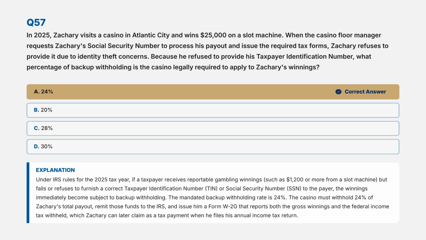The casino must withhold 24% of Zachary's total payout, remit those funds to the IRS, and issue him a Form W-2G that reports both the gross winnings and the federal income tax withheld, which Zachary can later claim as a tax payment when he files his annual income tax return. Great, let's move to question 58.